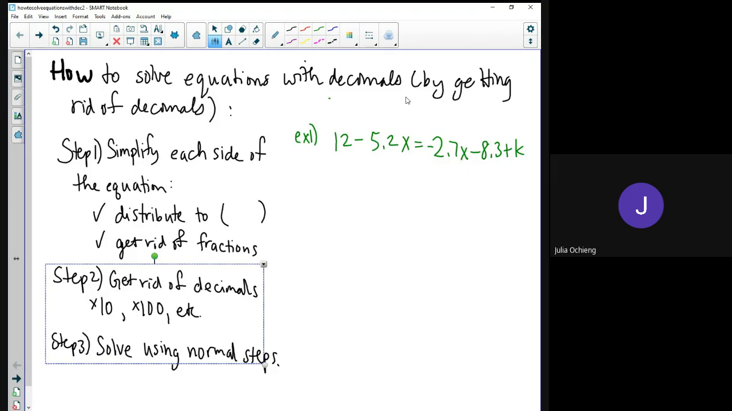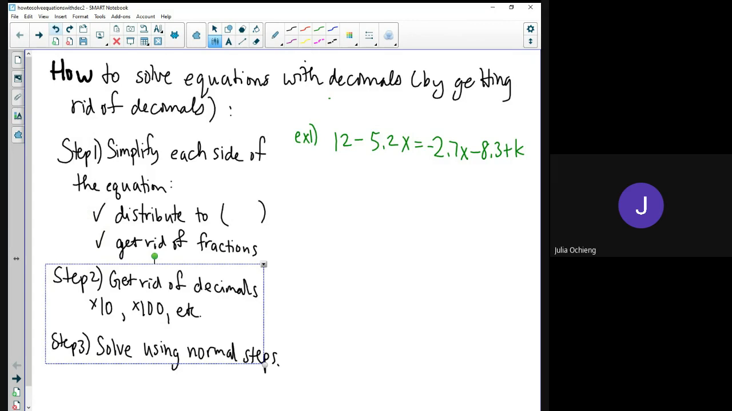So here are the steps, okay? This is a 3-step process. Again, it is not the only way to do it. This is just one way to do it. So step 1, you're going to simplify each side of the equation just enough to distribute any parentheses and get rid of fractions. And that's going to make it easier for you to get rid of the decimals without making a mistake.